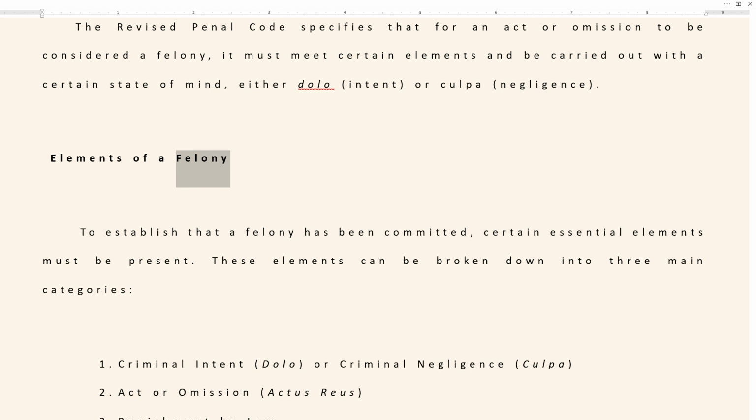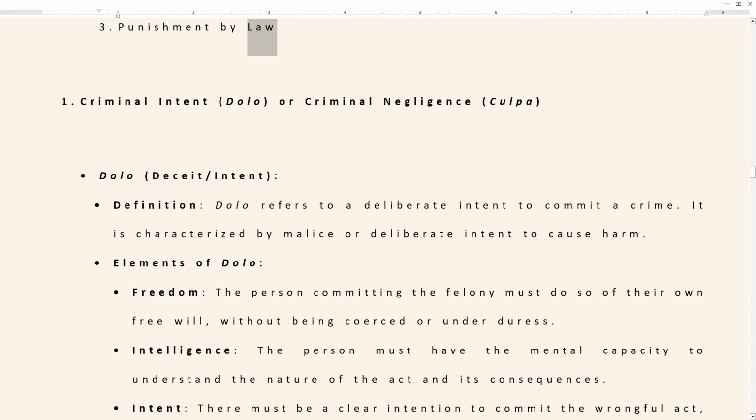Elements of a felony. To establish that a felony has been committed, certain essential elements must be present. These elements can be broken down into three main categories: Act or omission, actus reus. Punishment by law. Criminal intent, dolo, or criminal negligence, culpa.